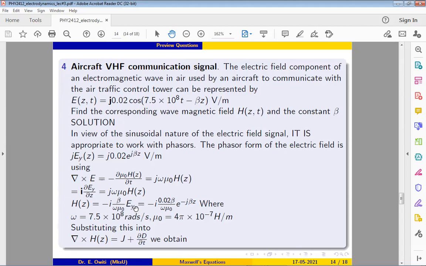Right? This equation that you can look at my cursor. You obtain this expression, and you can simplify it by simply substituting the E_y, that is the E component, in terms of the phasor, that is E to the power minus j beta z, where of course omega is 7.5 times 10 to the power 8, and mu naught, the permeability of free space, is given there. So when you substitute the constants omega and mu naught, you will end up with the curl of H being equal to J plus partial D with respect to time, and obtain the following.